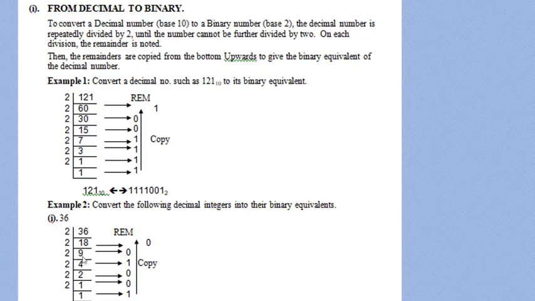Now, 9 divided by 2, the nearest is 4 because of 8. It is not completely divisible, and therefore you write 1 because of the remainder. Then 4 divided by 2, it is completely divisible. Therefore, you write 0 and you get 2. 2 is also completely divisible by 2. You write 0, then remain with 1.